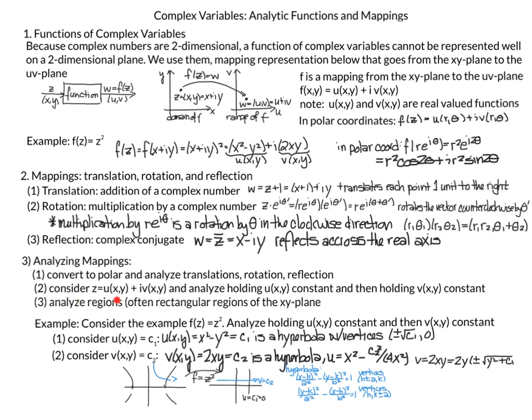And this is also something we will do in the next video. But first we'll do one example of this since we have talked about translations, rotations, and reflections. Here's the function f of z equals z squared.